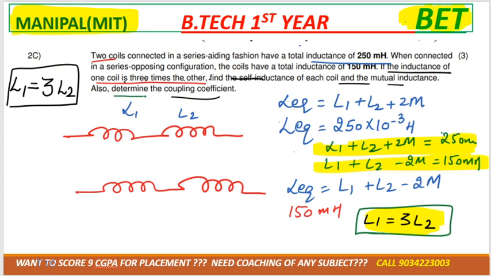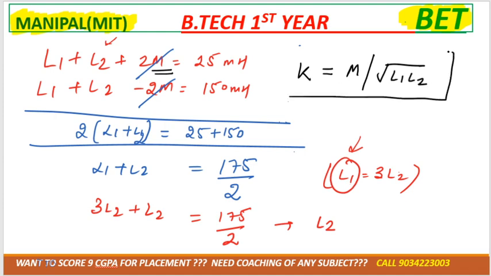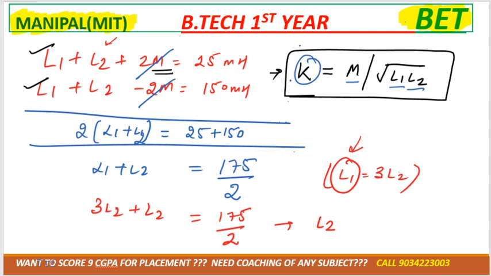Now we need to determine the coefficient of coupling. Coefficient of coupling means we need to get K, and what is the formula for that? K is equals to M divided by root of L1 L2. So write it down all these formulas in your notes. First formula for the series, second formula for the opposing, third formula for the coefficient of coupling. Okay, if we know the value of M, if we know the value of L1 and L2, can we get the coefficient of coupling value easily?